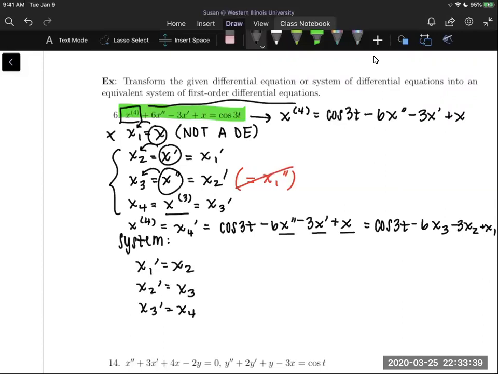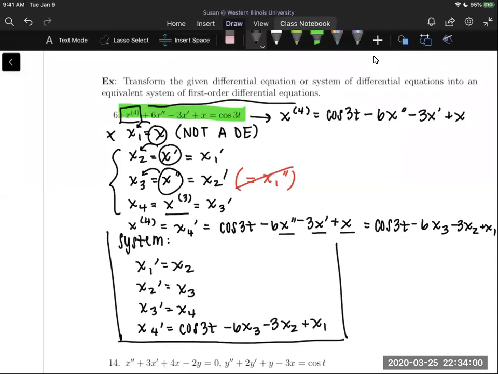So finally in my system, I'll write down that x4 prime is equal to cosine of 3t minus 6x3 minus 3x2 plus x1. All right, and so this guy right here forms our system of first order DEs. So we have a total of 1, 2, 3, 4 equations to form our system.